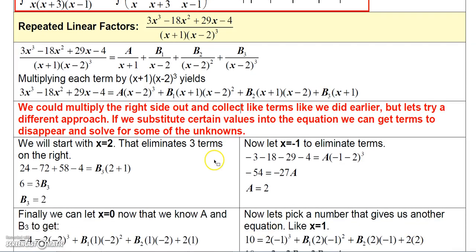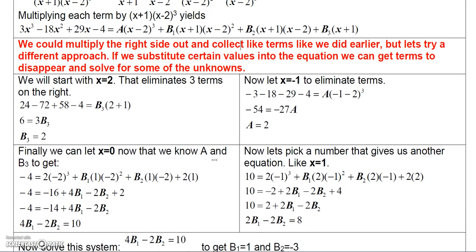Now on this example, I wanted to show you a different method. So here we have all of this. Let me just tell you, because I'm going to have to speed this up a little bit. What I'm going to do is let x equal 2 in this equation, and then watch what happens. If you let x equal 2 over here, just plug 2 in for x, you'll get 6. If you let x equal 2 here, all of these terms will disappear. So this term will disappear, this term will disappear, this term will disappear, and so you will get B3 times 2 plus 1, which is 3B3. So then you can solve for B3 and get B3 is 2.